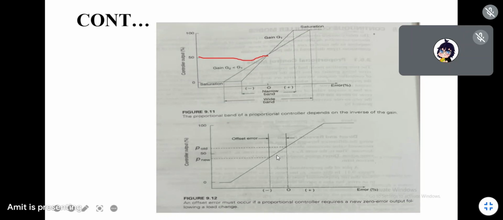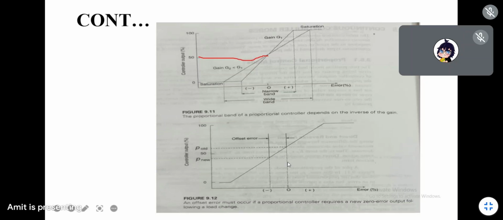So you have to increase the controller output so that your flow rate matches 3 meter cube per second, or discharge. Okay, so you should increase your controller output like that.